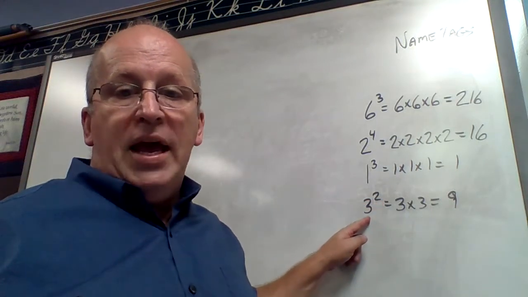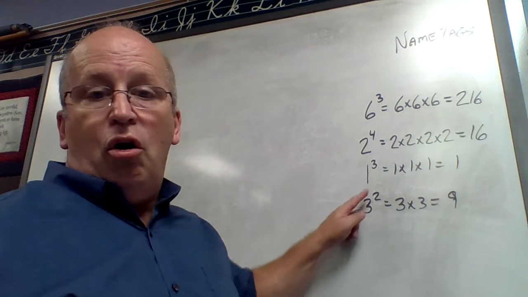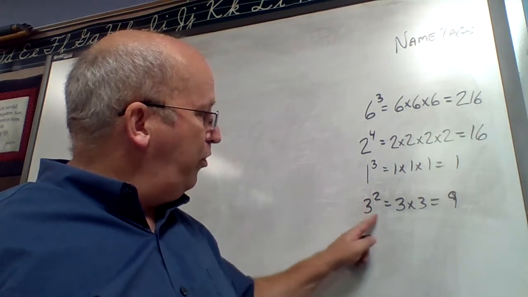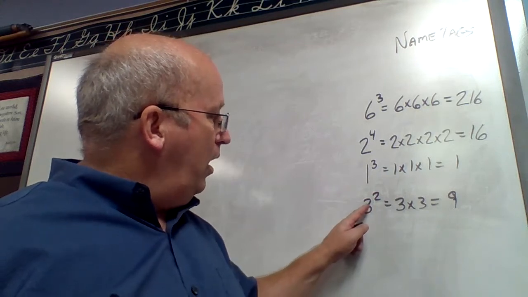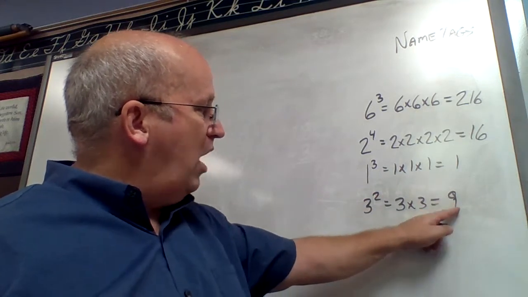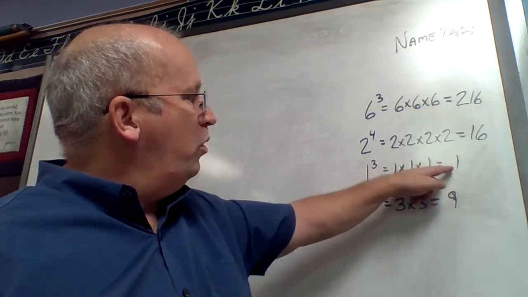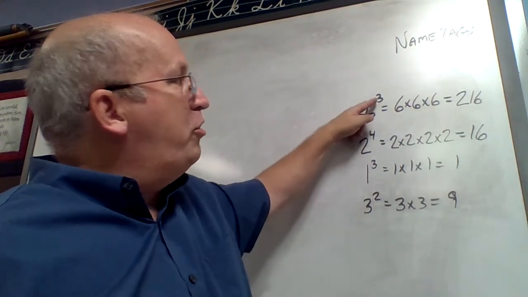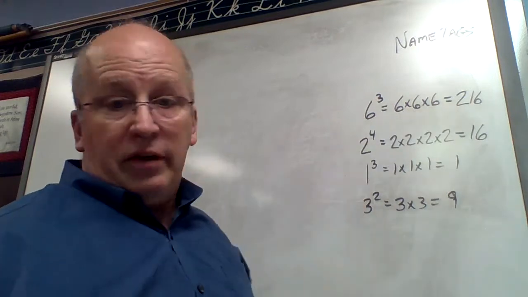This is our exponent. This number is our base. The whole thing is called the power. Exponent, base, the whole thing is called the power. And 3 to the second power is 9. 1 to the third power is 1. 2 to the fourth power is 16. And 6 to the third power is 216.